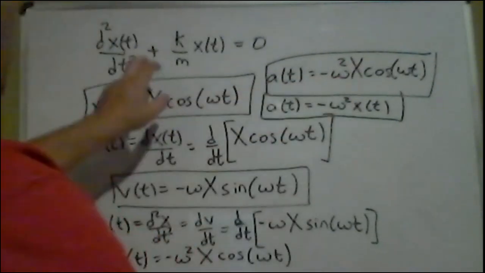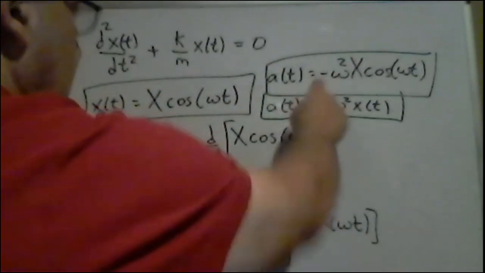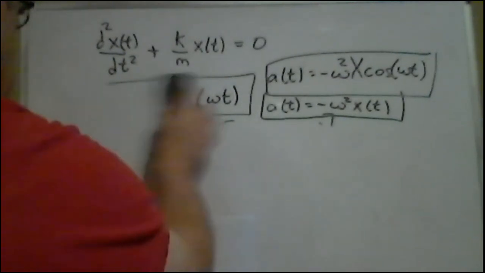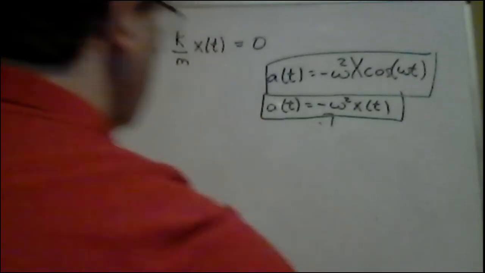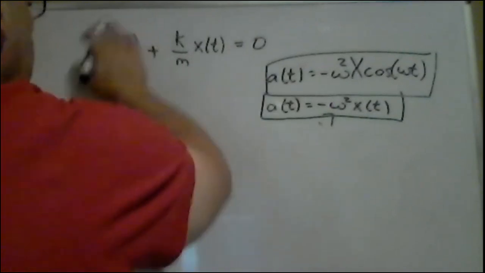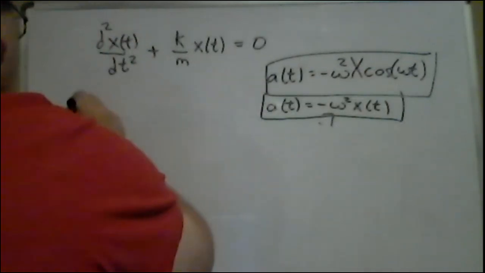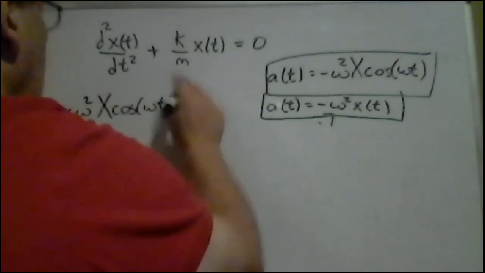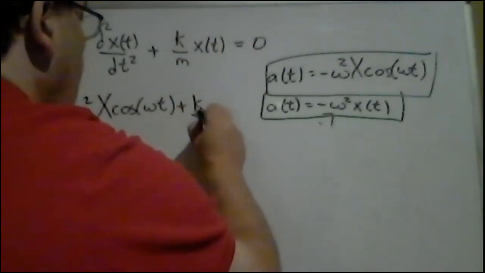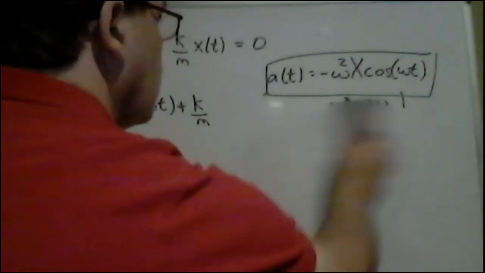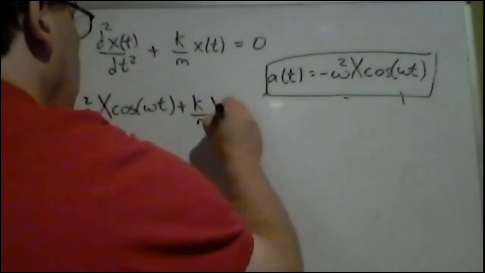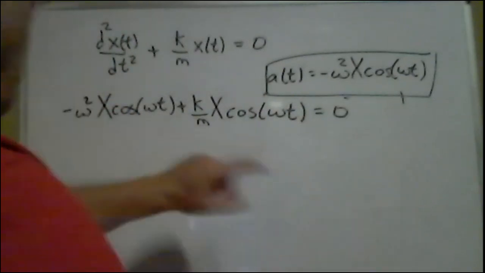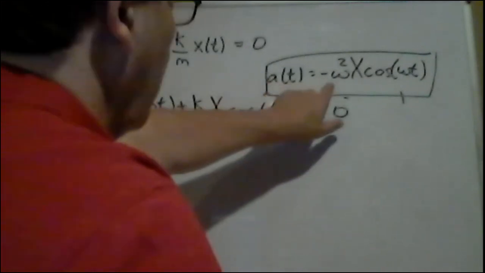Well, I will substitute it into the original differential equation. Let's erase the rest of this stuff. Again, I'm proving that this is the actual solution, and I take nothing for granted here. I prove everything. So I'm going to substitute it here. Instead of this second order time derivative, I'm going to put down what it actually is: negative omega squared capital X cosine of omega t, plus this term, k over m, capital X cosine of omega t equals 0. I just rewrote the equation, but I substituted for that first term with this expression.